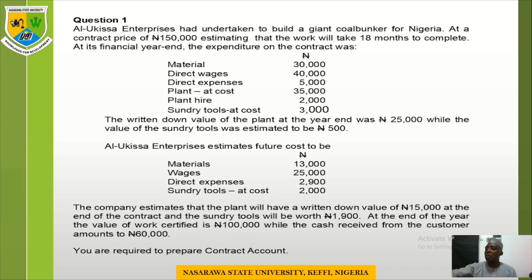The total estimated cost to completions. Our contract price we know to be worth 150,000. And our total cost incurred during the execution is known to be 89,500. Then the total estimated cost to completions will be the cost incurred during the execution of the project and the future estimated cost to be incurred. Let's go back to the question again.